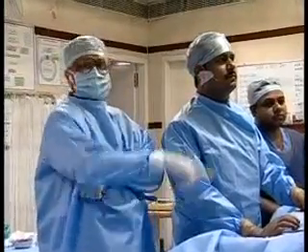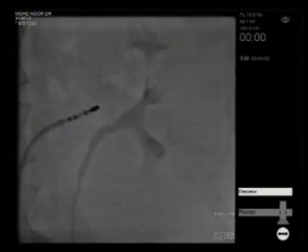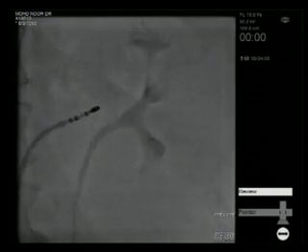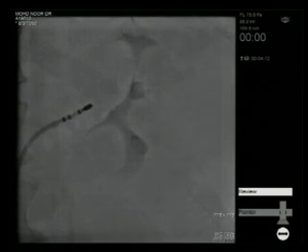Can you show the fluoro image, please? Can you show the fluoro image, please? Here. Are you able to see the fluoro image? We are able to see it now. Go ahead. Okay. You see in the other screen, that is the scout angiogram.